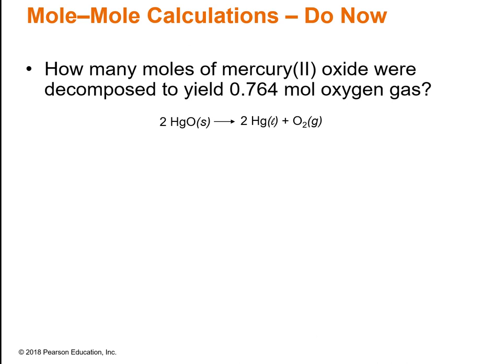So this is a mole-to-mole calculation. This is what we were doing last time. How many moles of mercury 2 oxide were decomposed to yield 0.764 moles of oxygen gas? So you always want to start with rephrasing the question. What we have is 0.764 moles of oxygen gas. And what we want to know is how many moles of mercury 2 oxide will we make?